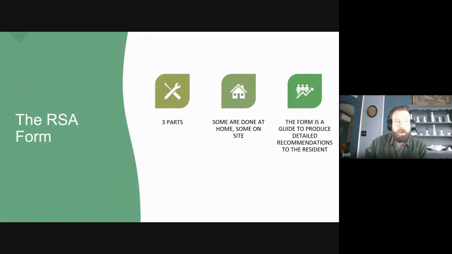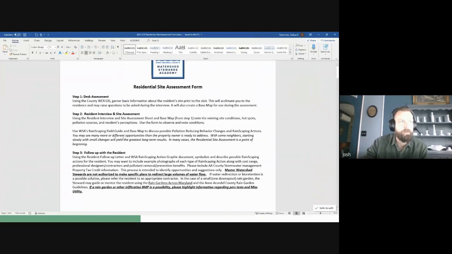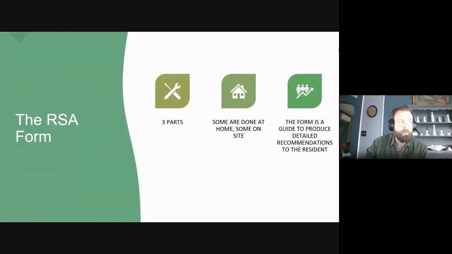So the RSA form is in three parts, which is the desk assessment, it's the resident interview and site assessment, and the follow-up with the resident. We're going to jump into this form in a couple seconds here. But I want to also say that some of the form is done at home via GIS or kind of sitting down before you go out on site. But really, the whole point of the form is to produce a detailed recommendation to the resident. It's hopefully a really easy to use step-by-step way of kind of looking at observations.